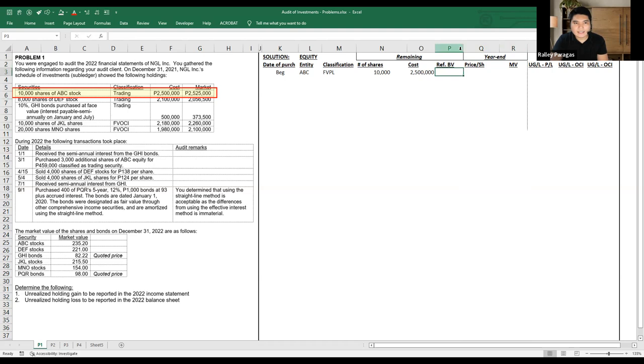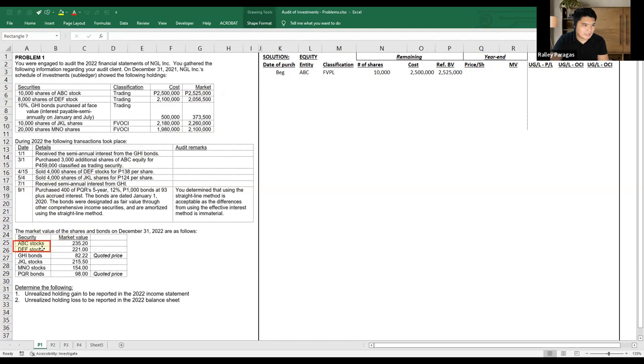So we take the price and eventually the market value, and compare it to the reference book value. Now, we need to separate the reference book value in our solution because it changes for our other holdings. Later on, we'll illustrate that. But specifically for ABC Holdings, when you compute the unrealized gains and losses, your reference book value would basically be your previous market value. So that's 2.5 million. Let's put 2.5 million.